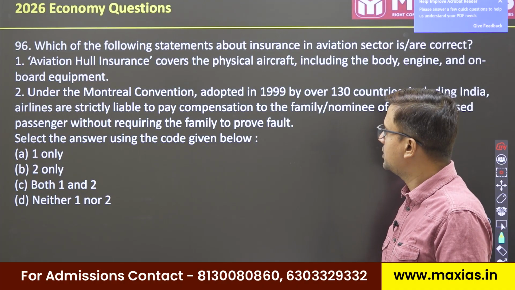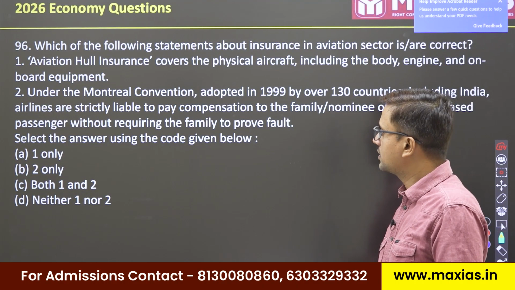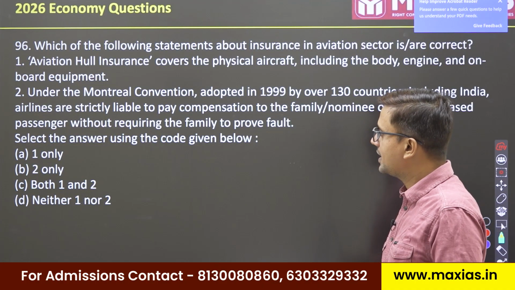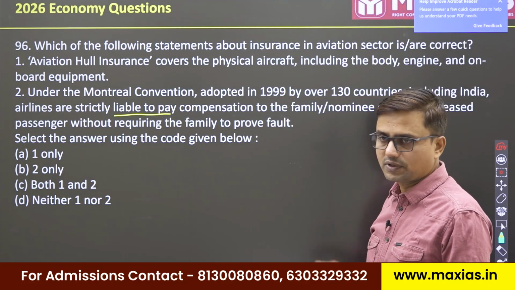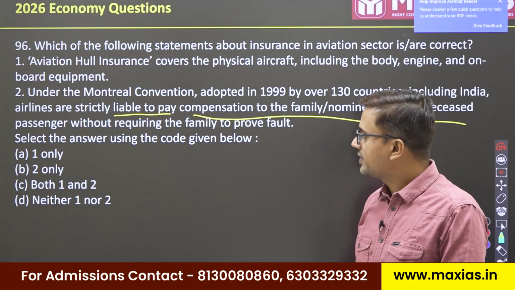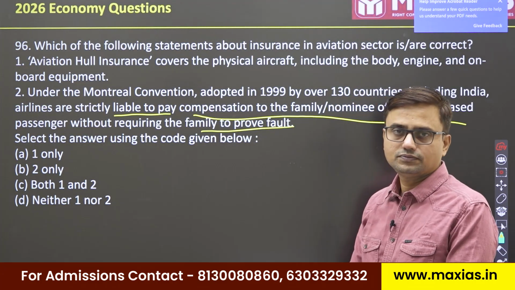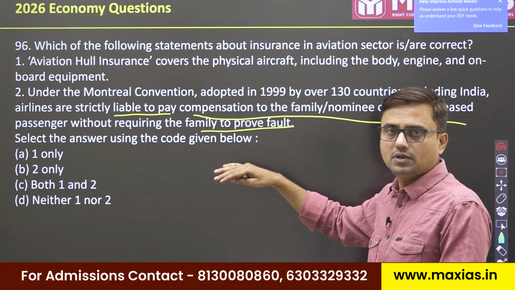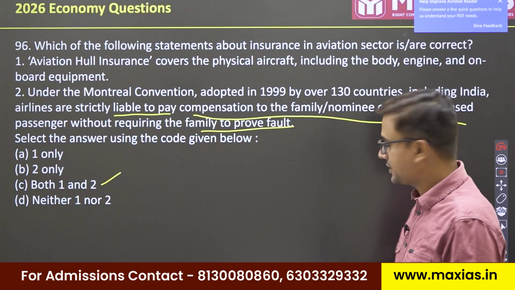96. Aviation hull insurance covers the physical aircraft, including the body, engine, and onboard equipment. That is correct. Under the Montreal Convention, adopted in 1999 by over 130 countries, including India, airlines are strictly liable to pay compensation to the nominee of every deceased passenger, without requiring the family to prove fault. So this is a current affairs based question. Basically, it's an easy question, provided you have followed the Air India crash current affairs.